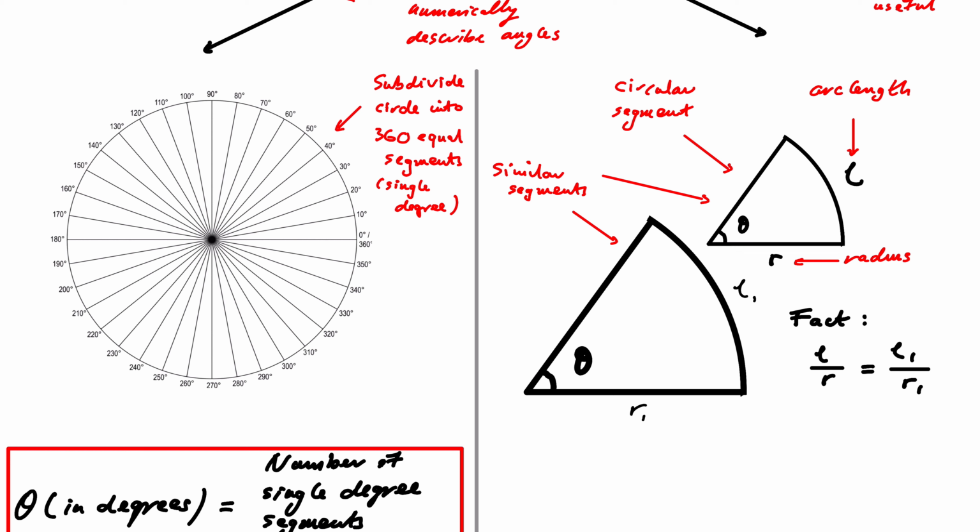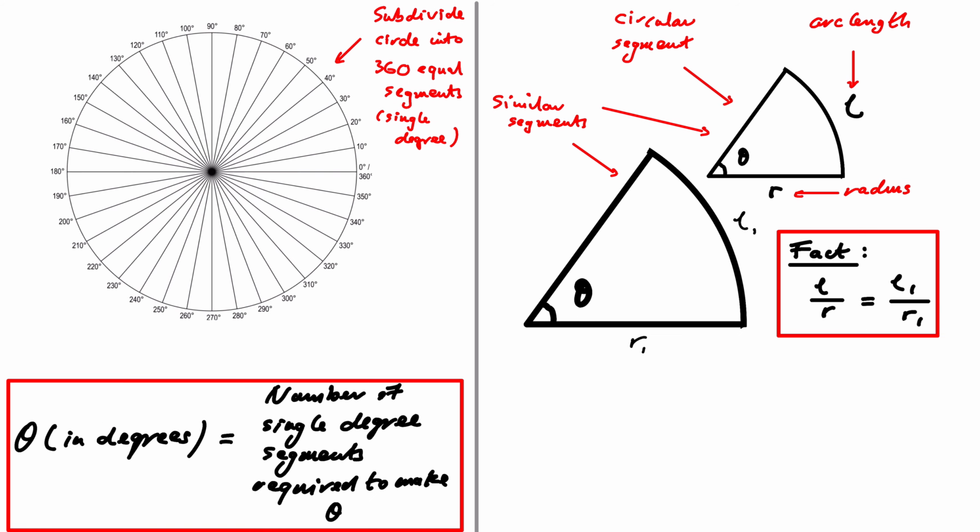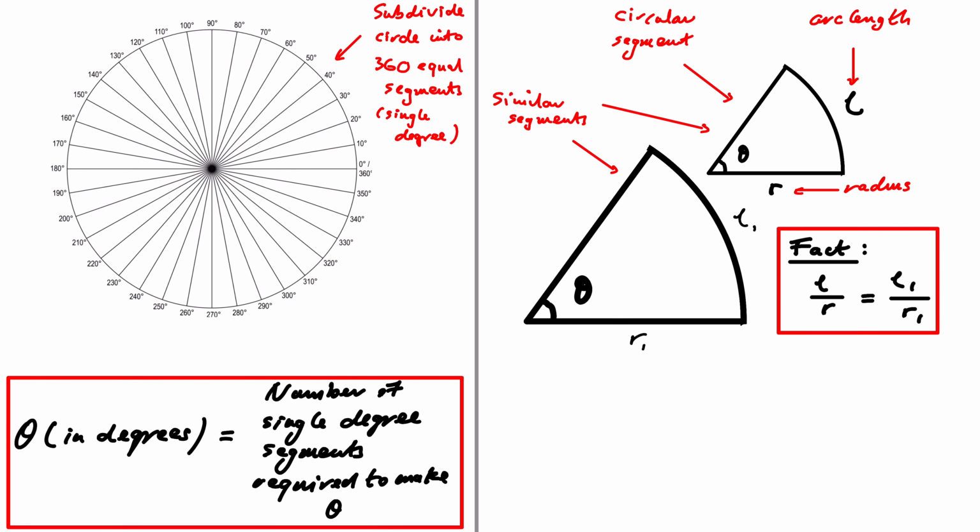Similar segments. So what does this mean? Well, because this ratio doesn't care about the size of the segment, it's pretty sensible to define that as my numerical description of the angle. Remember, I'm trying to associate a number to theta, and I want to do it in a reasonable way. So here's what we're going to do. We're going to take this observation, this fact, and use it.